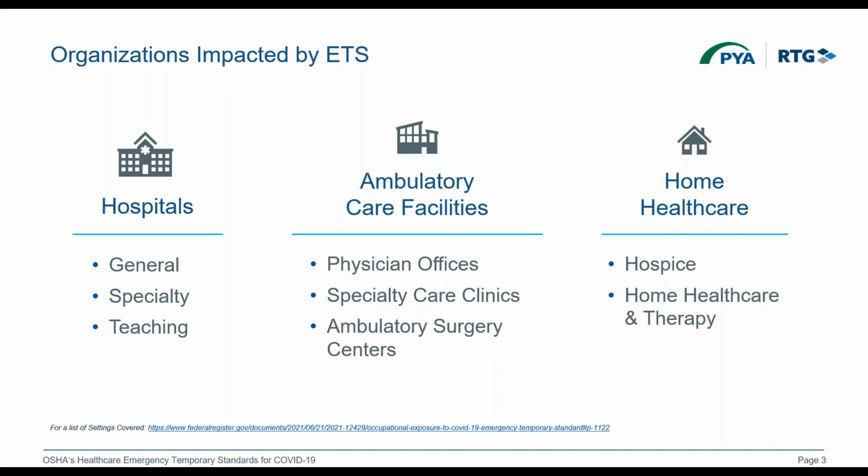And if you think about why OSHA came up with these emergency temporary standards, it really is the protection of not only caregivers, but also patients and their families. So that's why hospice, home health care therapies, infusion therapies, physical therapy that may be included as part of a home health care service delivery. It's really about the protection of obviously employees, but really to minimize the exposure to patients and families.